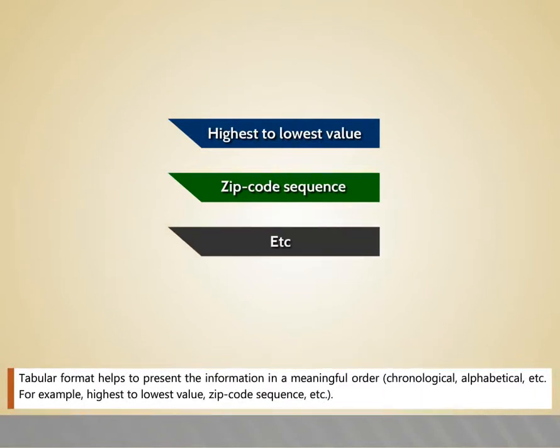Tabular format helps to present the information in a meaningful order, chronological, alphabetical, etc. For example, highest to lowest value, zip code sequence, etc.